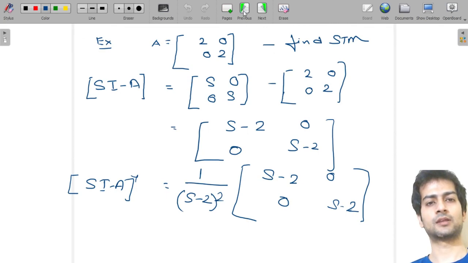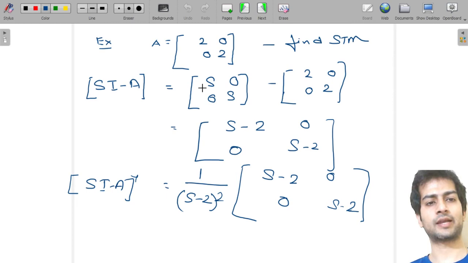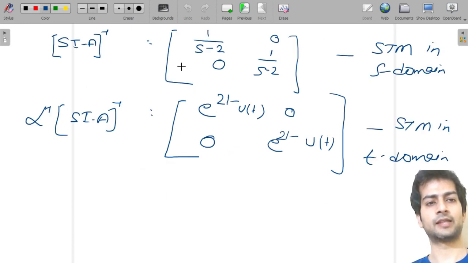So this one is easy. What we saw is that (sI minus A) inverse is known as the state transition matrix in S domain, and if we take the inverse Laplace transform of it, then it becomes the STM in time domain. Then we took an example. We found sI minus A, then (sI minus A) inverse, and then its inverse Laplace transform, and these two are our final STM in S domain and in time domain respectively.